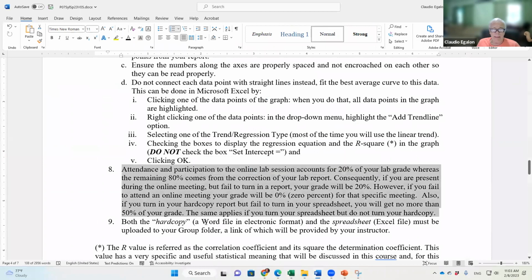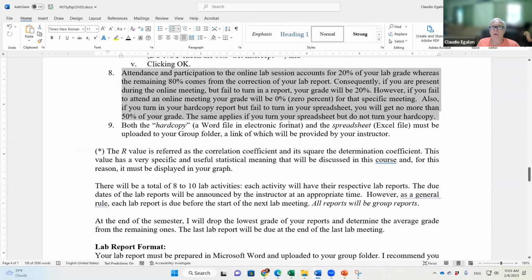Attendance and participation in the online lab session account for 20% of your lab grade, whereas the remaining 80% comes from the correction of your lab report. Consequently, if you are present during the online meeting but fail to turn in a report, your grade will be 20%. However, if you fail to attend an online meeting, your grade will be 0 for that specific meeting. Also, if you turn in your hard copy report but fail to turn in your spreadsheet, you get no more than 50% in your grade. The same applies if you turn in your spreadsheet but do not turn in your hard copy.